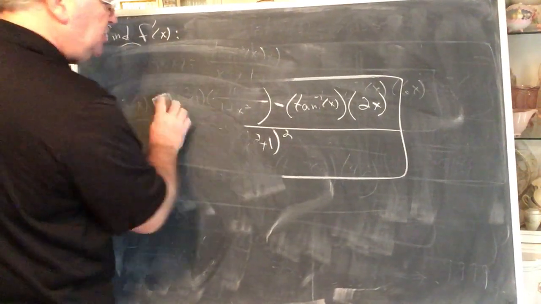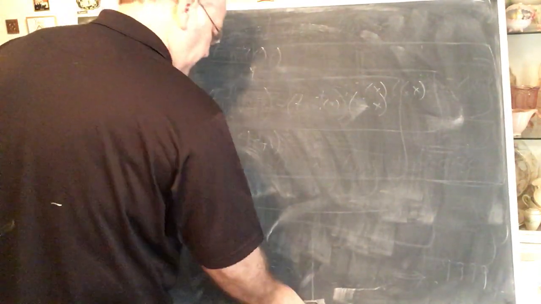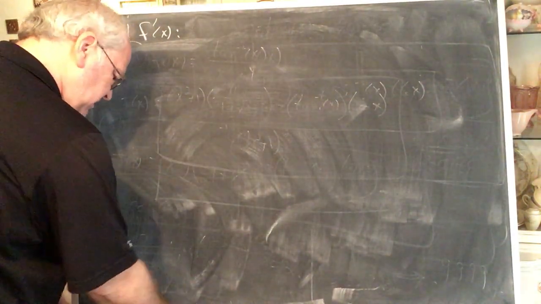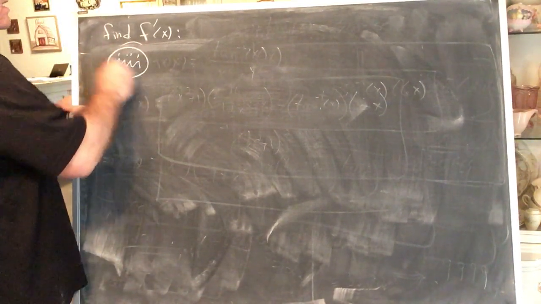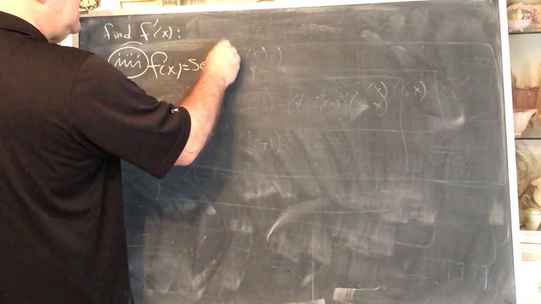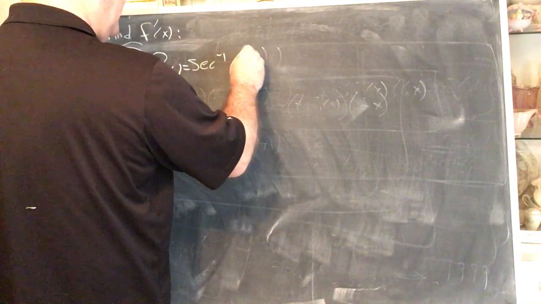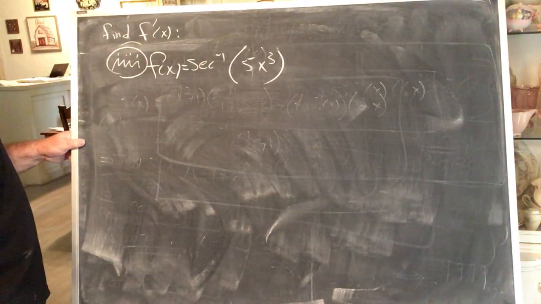Do we know how to play chain rule? Well, that's the statement of the derivatives that you have in your list of basic forms, so we ought to. Suppose f of x is secant inverse of 5x to the third. All right?